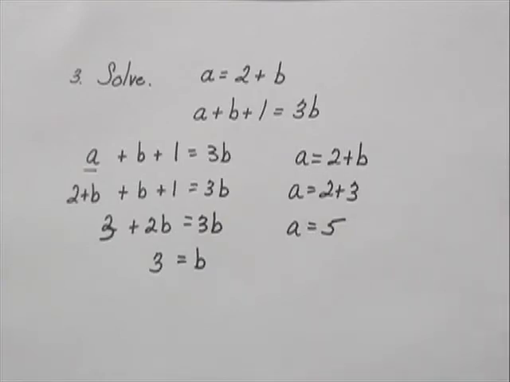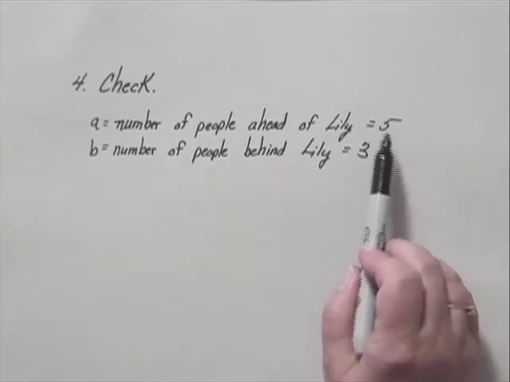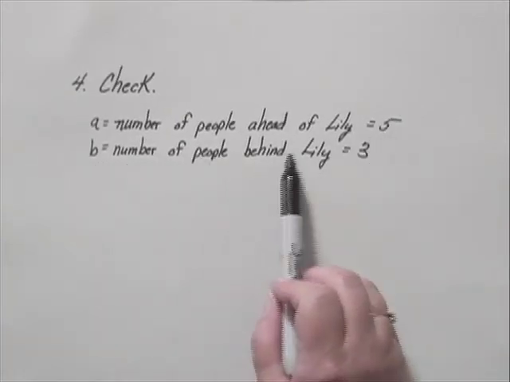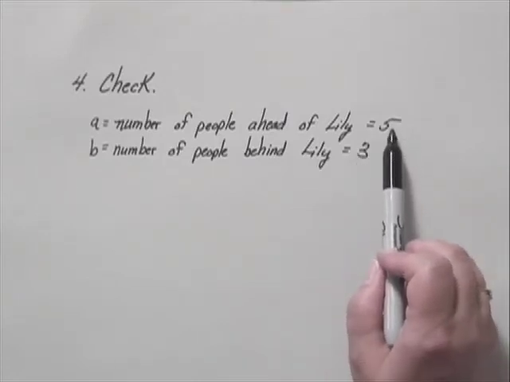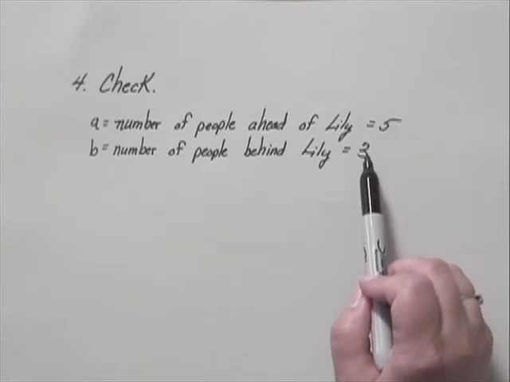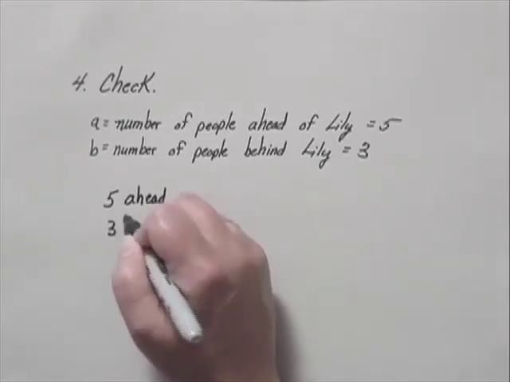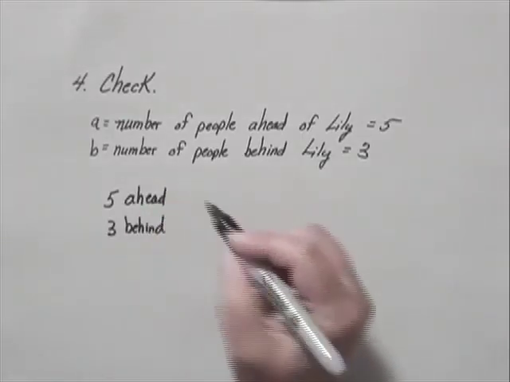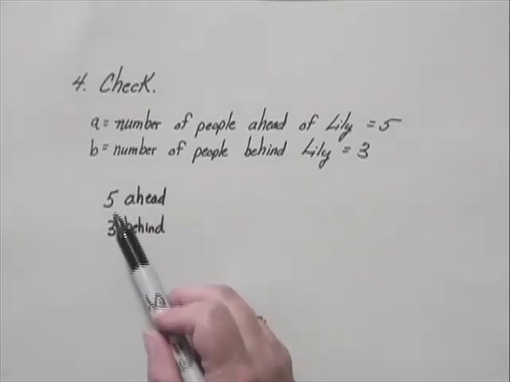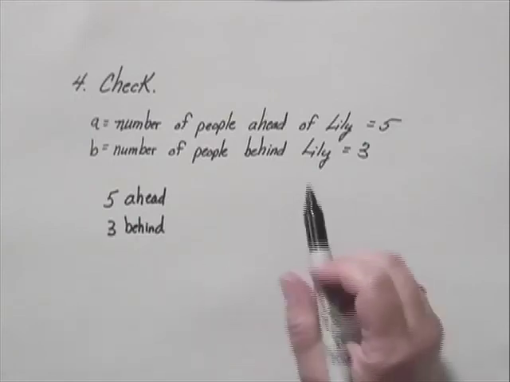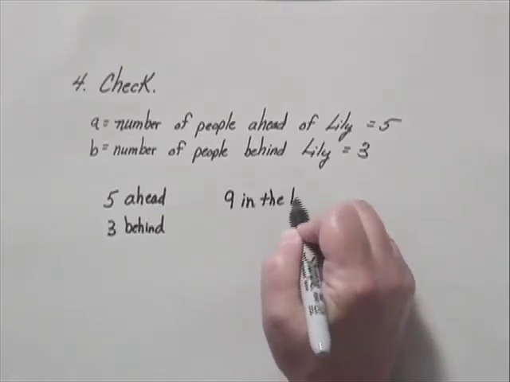Now remembering what A and B stood for, A represented the number of people ahead of Lily, which was 5, we found. B, the number of people behind Lily, which is 3. Let's check those answers. If there are 5 people ahead of Lily and 3 people behind Lily, then the number of people ahead of her, is that 2 more than the number behind her? Well, 3 plus 2 is 5. That checks. In the entire line, there were 5 plus 3 plus 1, or 9 in the line.